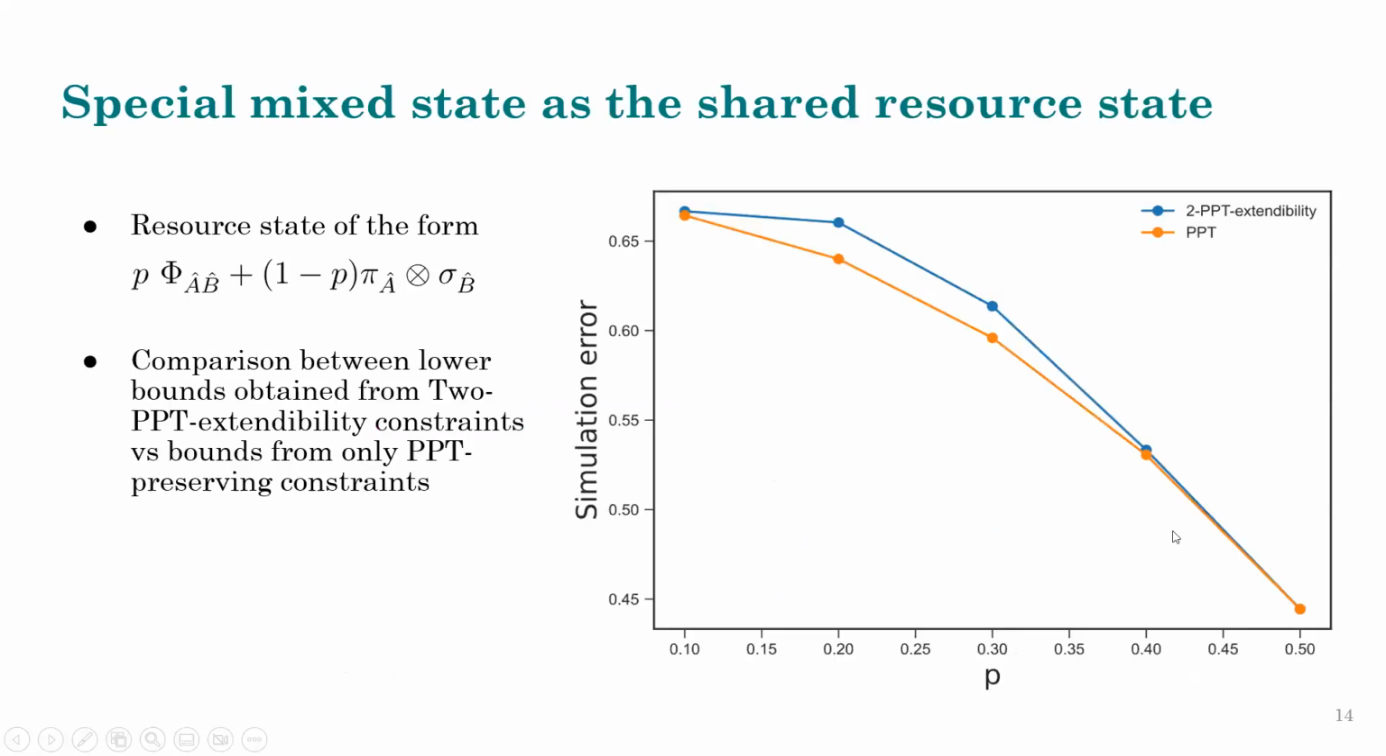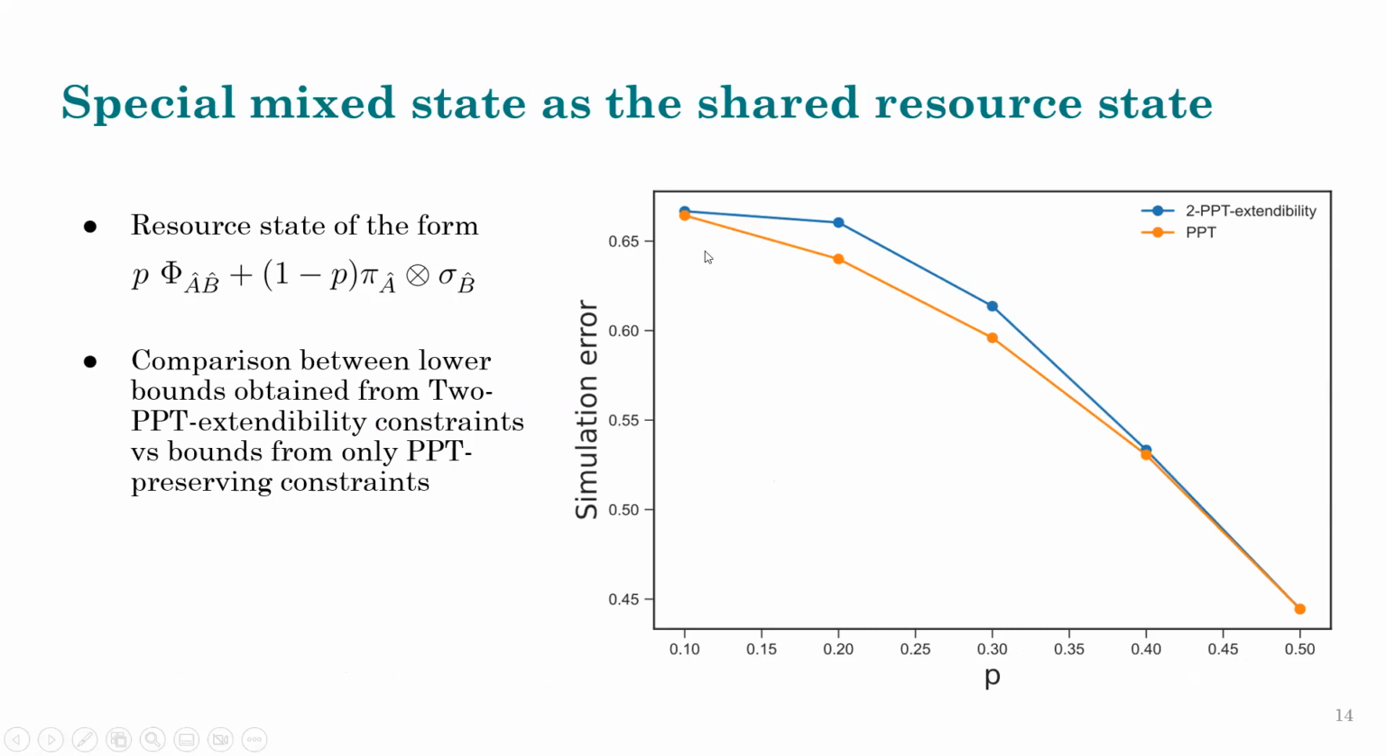And here are some numericals. So we considered a resource state of this form, where with some probability P, you have the maximally entangled state. And with 1 minus P, you have a separable state. One of them is a maximally mixed. So a separable state is basically useless for teleportation.